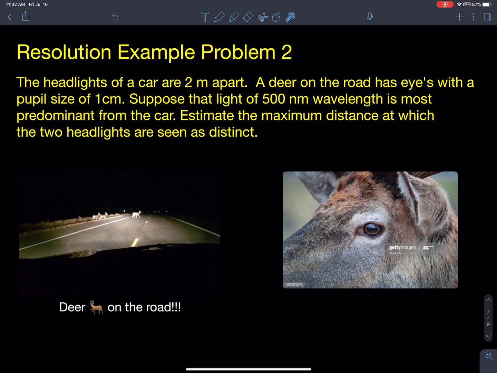Okay, so the problem is similar to one that you have in your textbook in SOCOS, where the headlights of a car are 2 meters apart. A deer on the road has eyes with a pupil size of 1 centimeter. Suppose that light coming from the car is 500 nanometer wavelength. That would be the maximum wavelength. Estimate the maximum distance at which the two headlights are seen as distinct.